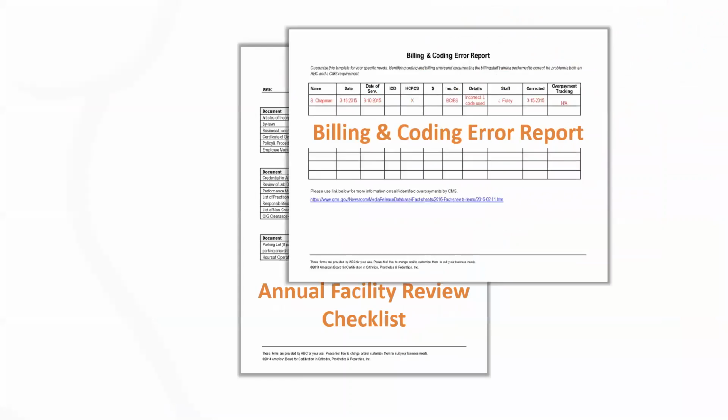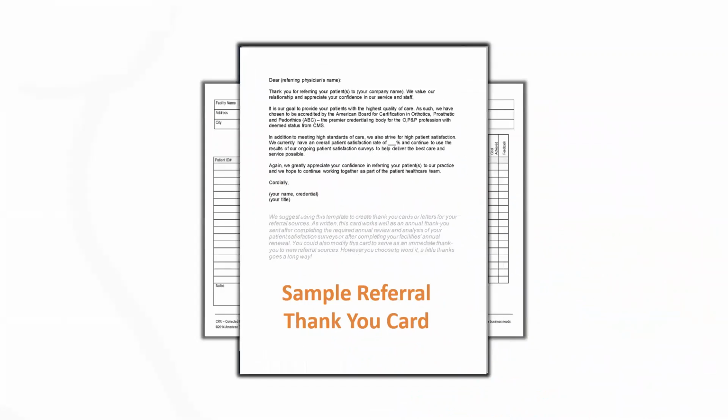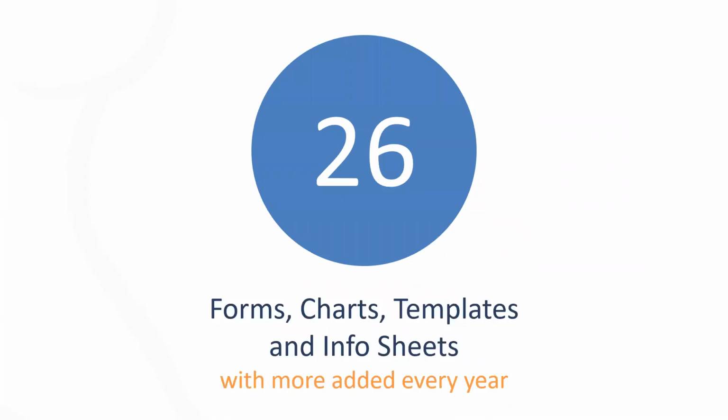So the resource pack, we have, as I mentioned, all of these available for you. We have charts, information pages, templates, everything. We have 26 forms, charts, templates, and information sheets. We have more every single year. We add more each year. And the reason we add more each year is because, as Megan mentioned earlier, I'm out talking to people all across the country. And I think our first year, we started with 8. That we started this about 5 years ago.